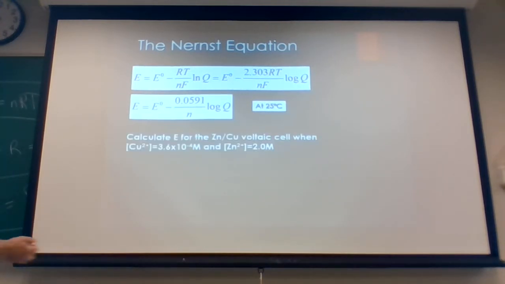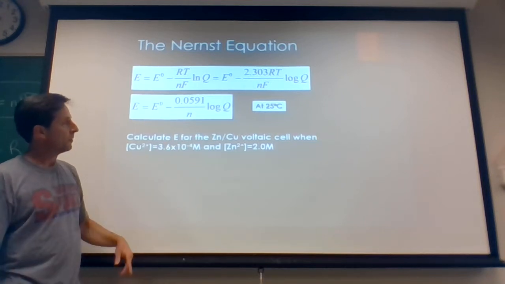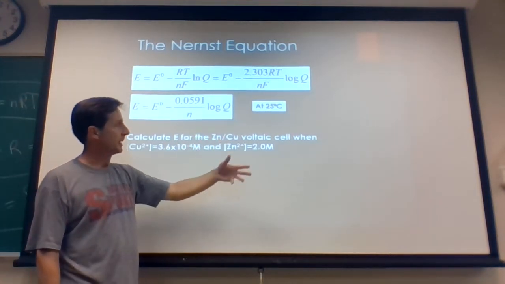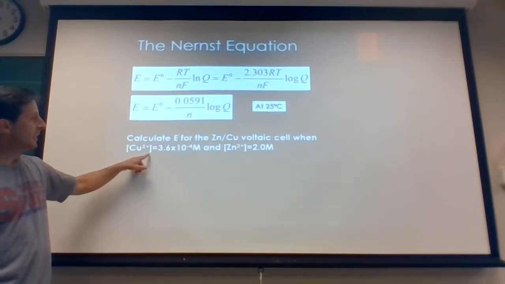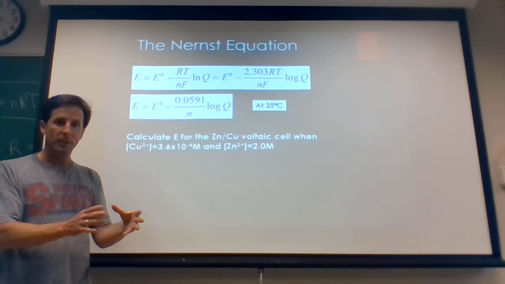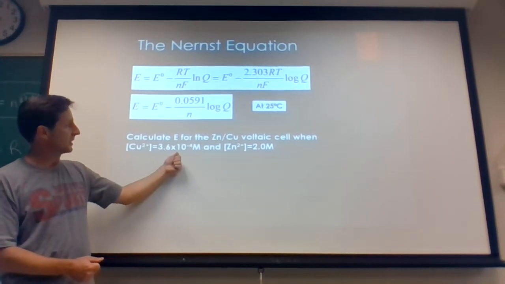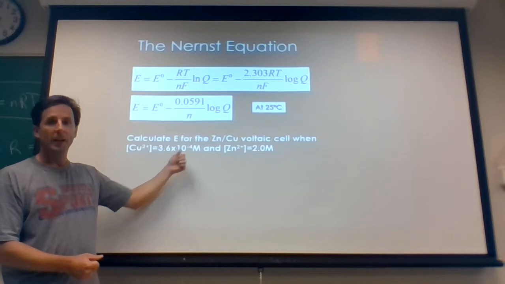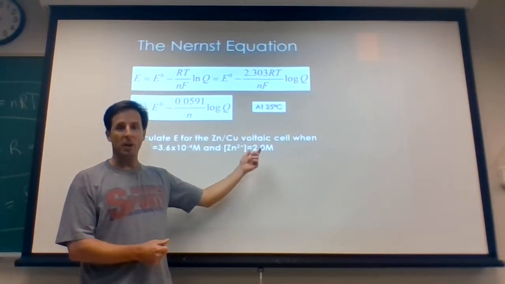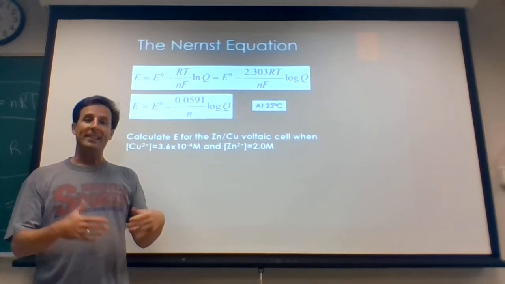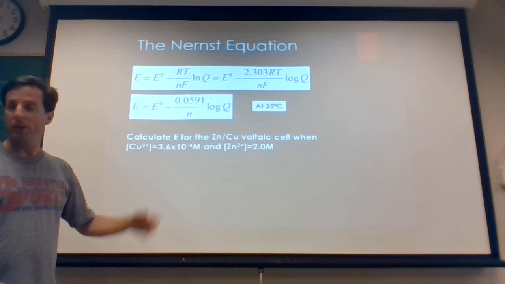So, at 25 degrees Celsius, if we want to calculate the E value for a zinc copper voltaic cell, the concentration of copper ions in solution at the copper electrode is going to be 3.6 times 10 to the minus 4 molar. In the other electrode, the zinc is going to have a concentration of 2 molar. Based on those concentrations, we should be able to set up our expression.